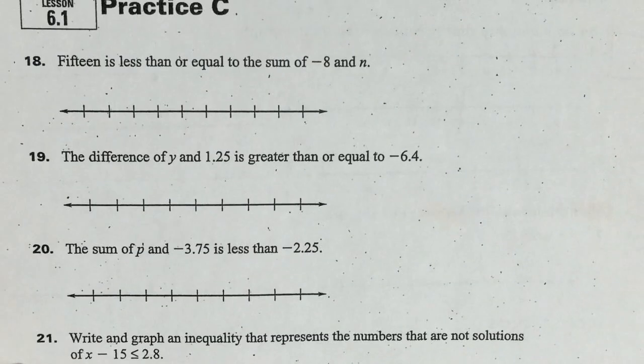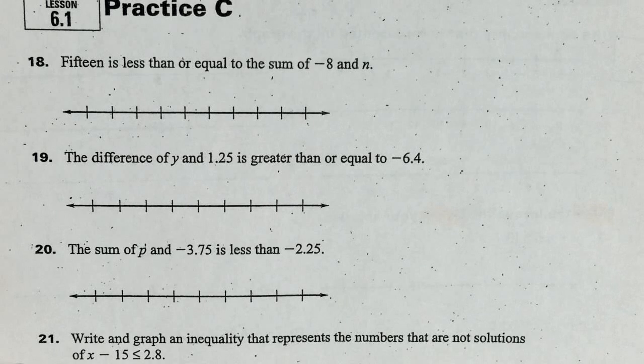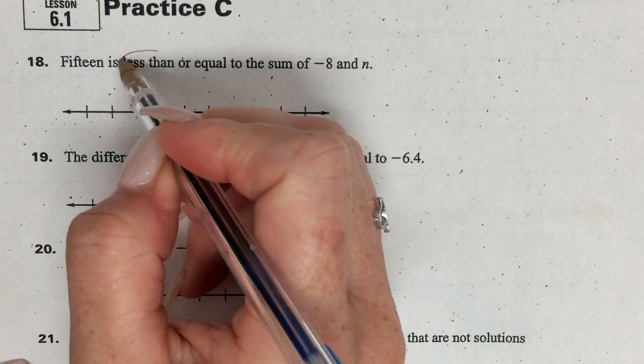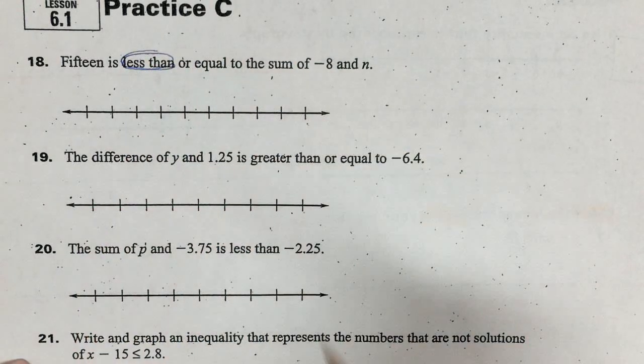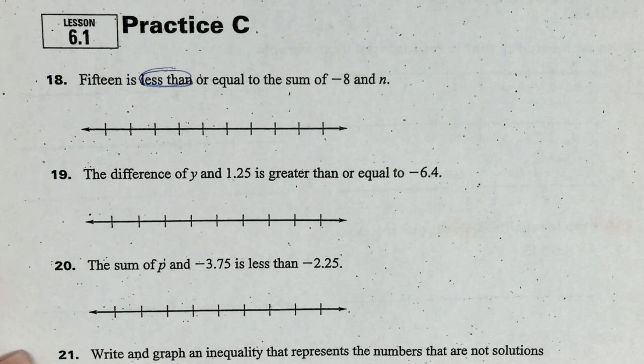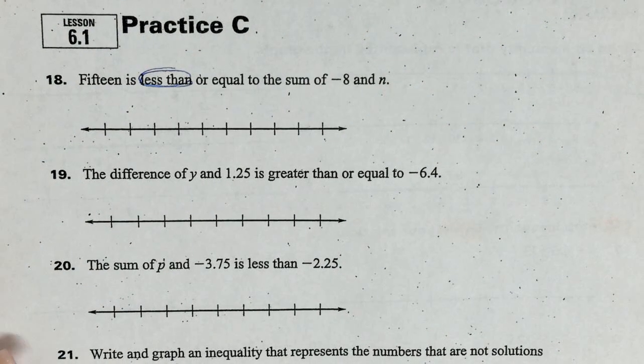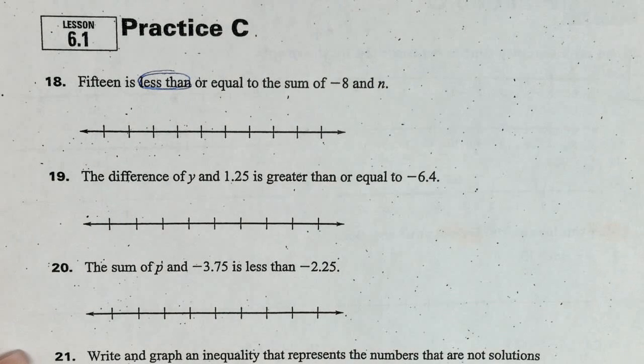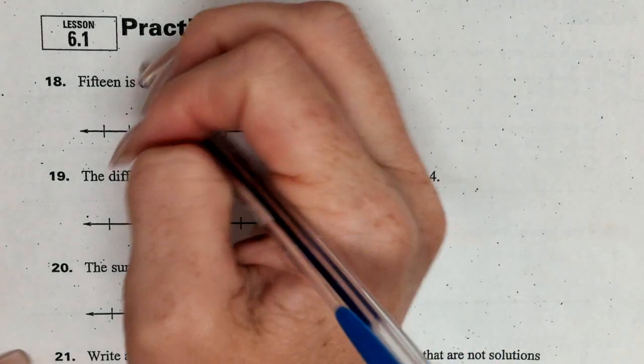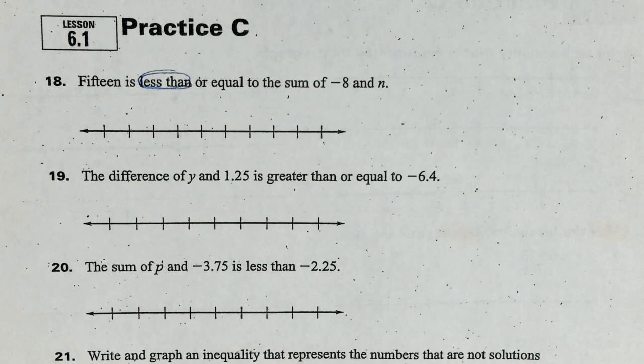Be careful on number 18. What did we learn about this word? Oh, no, you're fine. You can just write it. 15 is less than. You're good. So you would just write 15 and then put a less than or equal to sign, the sum of negative 8 and n. Yeah, that one's easy.